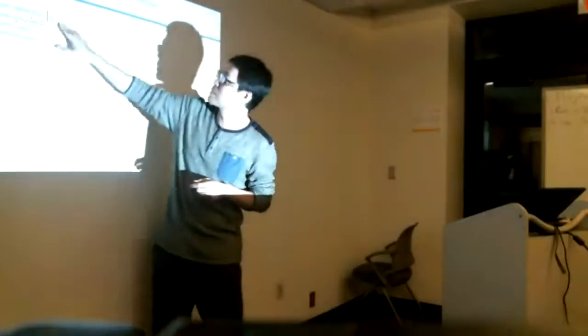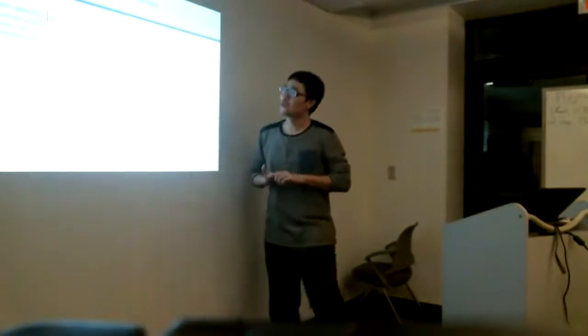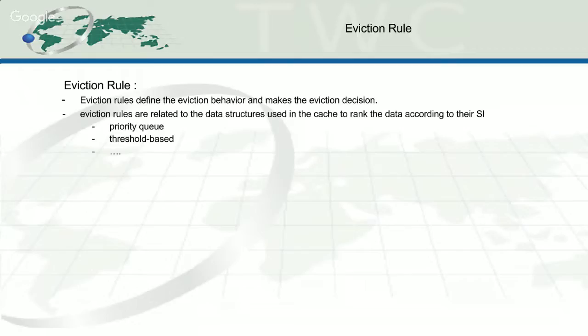So what's the eviction behavior right there? Eviction behavior is how the data is evicted according to which data structure, stuff like that. So eviction rules are related to the data structures used in the cache to rank the data. We use data structures to rank the data according to their semantic importance, right?